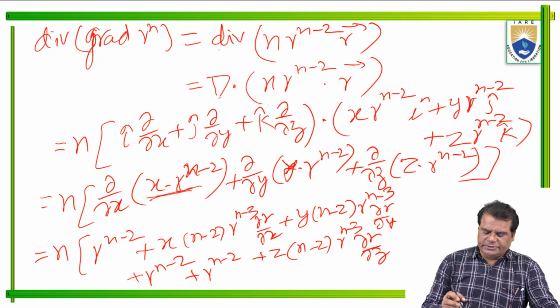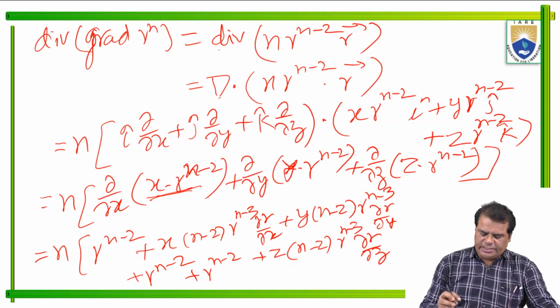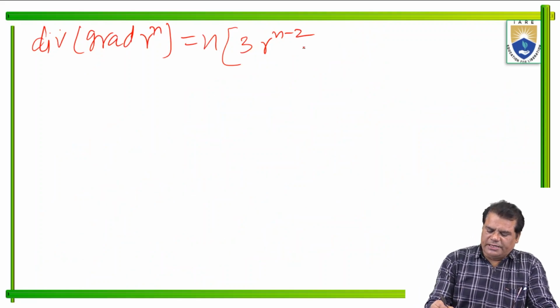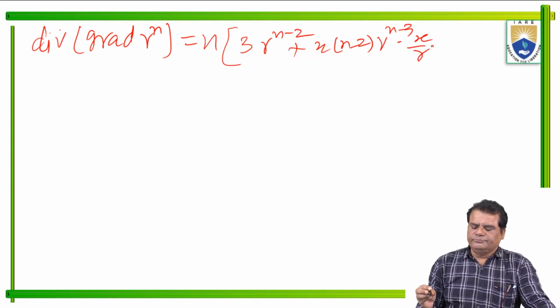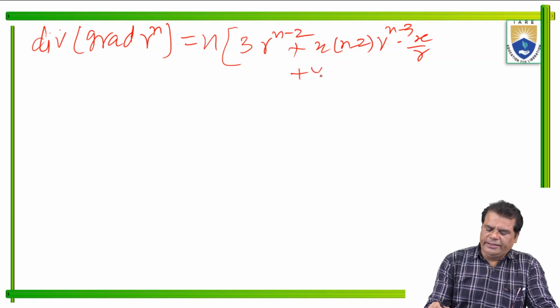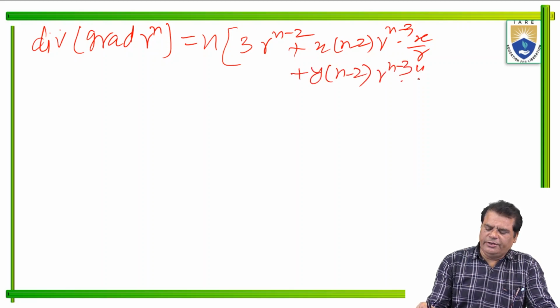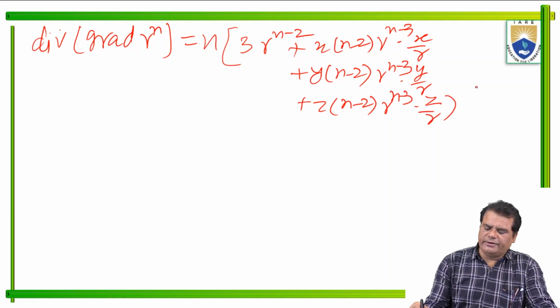Now plus, in this term, x into n minus 2 and r to the power n minus 3 into x by r, plus y into n minus 2 r to the power n minus 3 into y by r, plus z into n minus 2 r to the power n minus 3 into z by r.